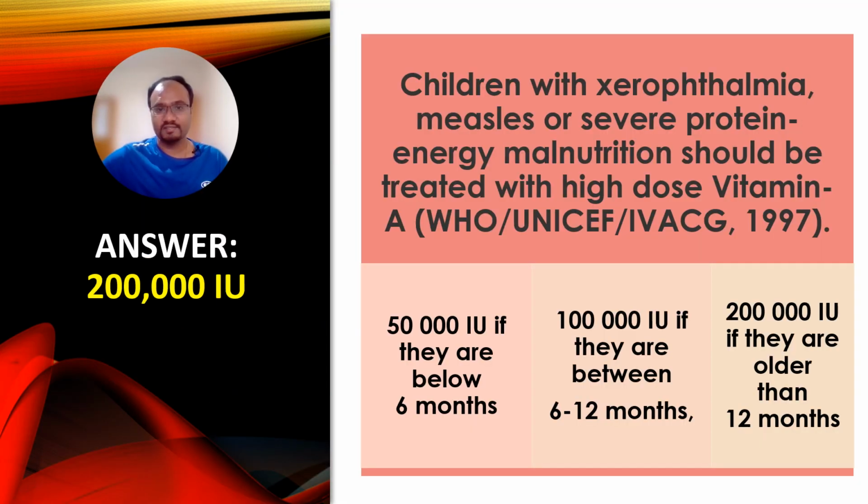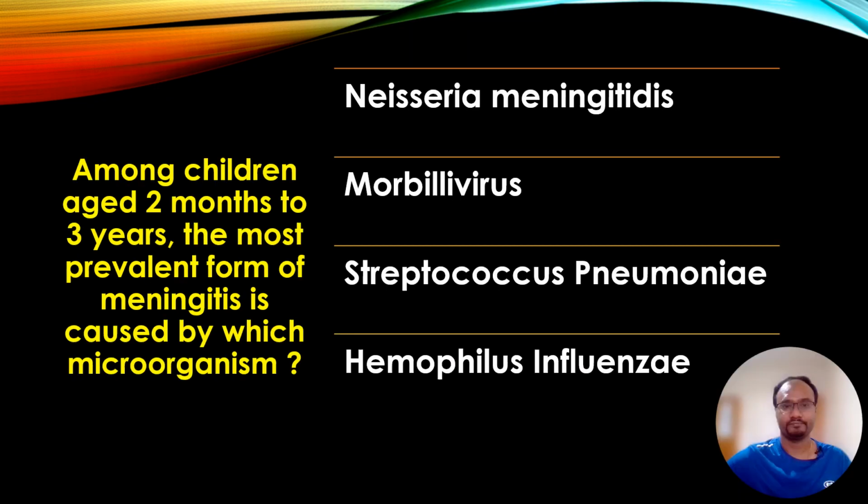So the children with xerophthalmia, measles, or severe protein energy malnutrition should be treated with high dose vitamin A. And the dose for children below 6 months is 50,000 international unit. For children between 6 to 12 months, the dose is 1 lakh international unit. And if the child is older than 12 months, the dose is 2 lakh international units. Let us go to the next question.